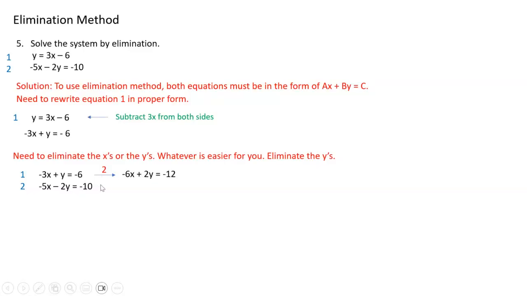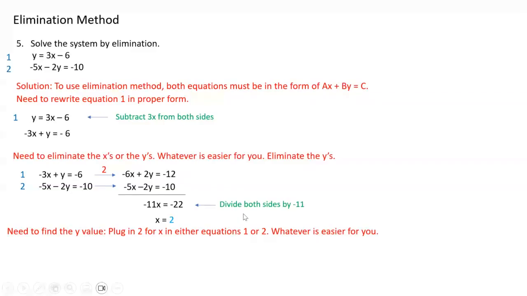For equation number 2, all we do is slide it over. If you notice, the y's will be eliminated. So we have negative 6x plus negative 5x, which gives us negative 11x equals negative 22. Then we divide both sides by negative 11, so we get x equals 2.